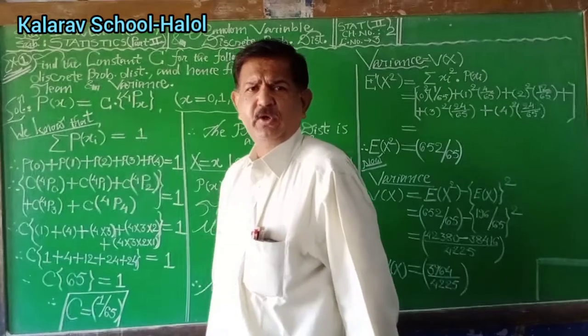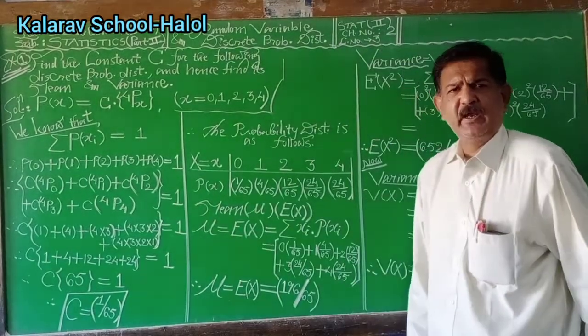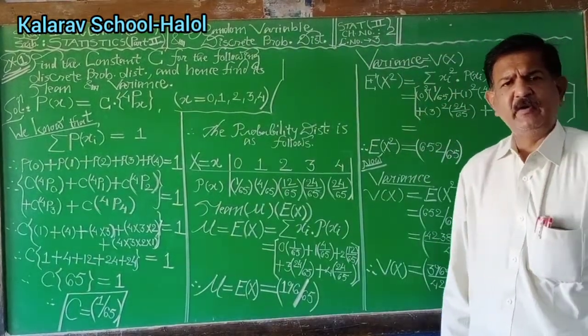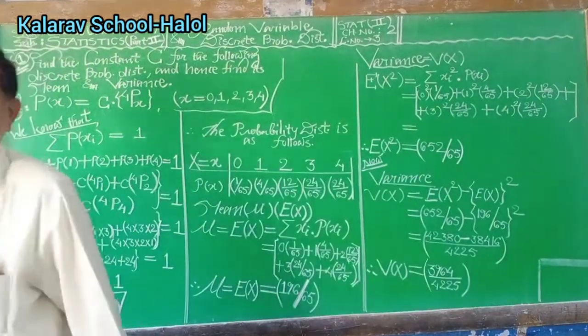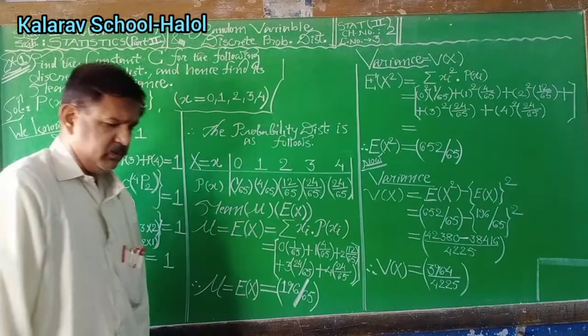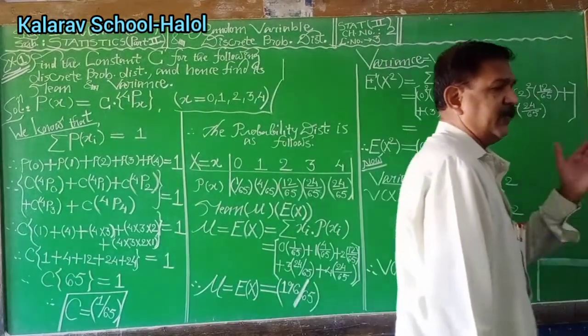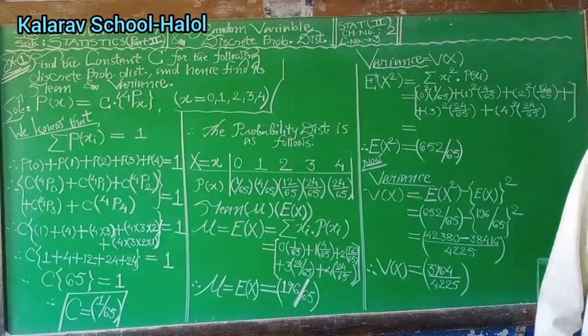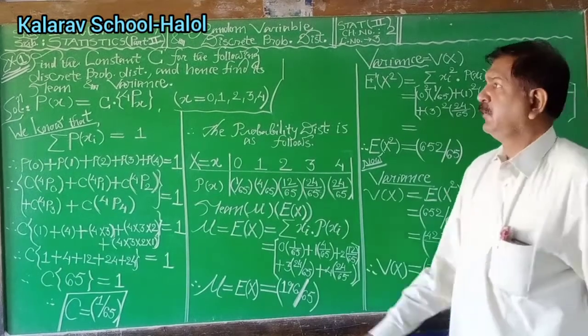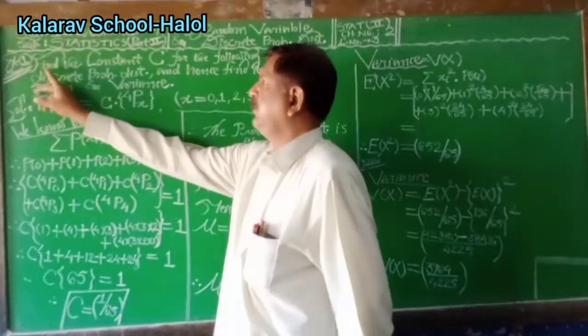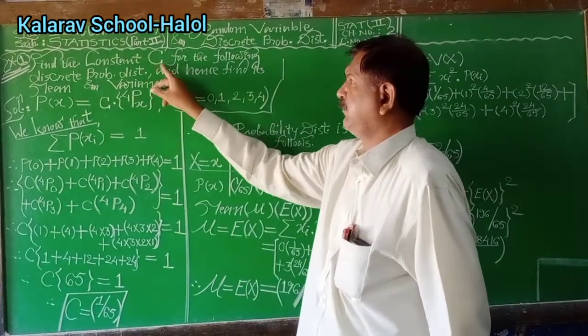Statistics part 2, in which we take chapter number 2, random variable and the discrete probability distribution, means binomial probability distribution. For mean and variance of the discrete type of variable, how to determine? Example number 1, find the constant C.